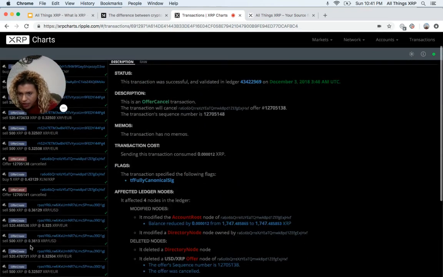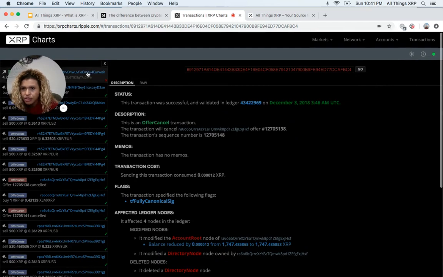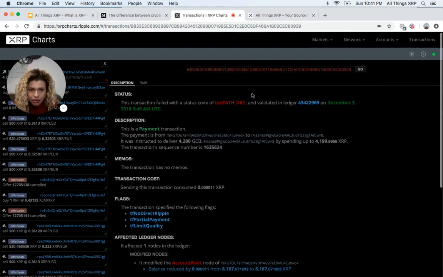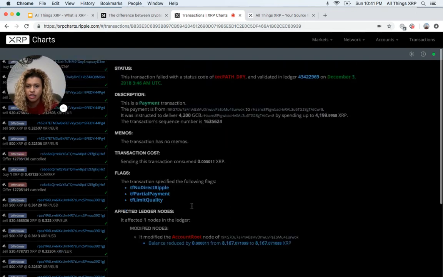Let's see if I can find one that is actually a payment. Actually, this one right underneath my head is a payment, I believe, right? So right here, this is a payment transaction. The payment is from this wallet to this other wallet, and the instruction delivered 4,200 GCB, right? To this wallet here, by spending up to 4,199.99958 XRP. So here you can just see details about the different transactions.